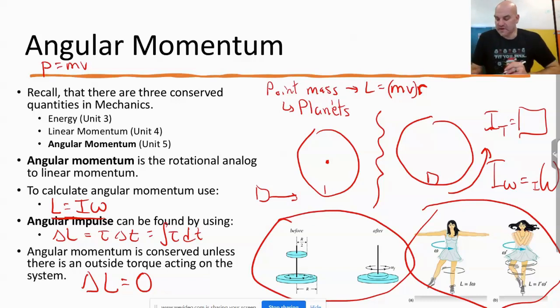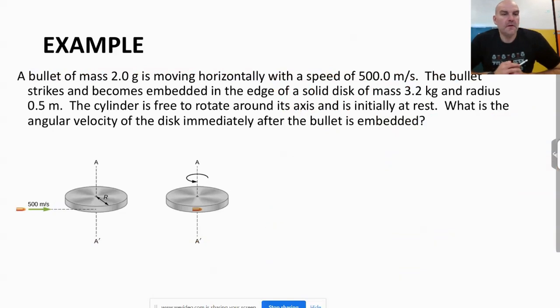Okay. So now let's look at an example problem. It's similar to the merry-go-round example where someone jumps on it, but we're going to use a bullet to rotate a disc. A bullet of mass 2 grams is moving horizontally with a speed of 500 meters per second. The bullet strikes and becomes embedded in the edge of a solid disc of mass 3.2 kilograms and radius 0.5 meters. The cylinder is free to rotate around its axis and is initially at rest. What is the angular velocity of the disc immediately after the bullet is embedded?